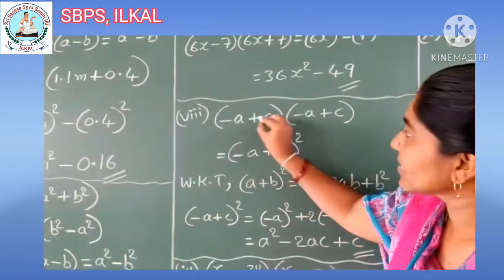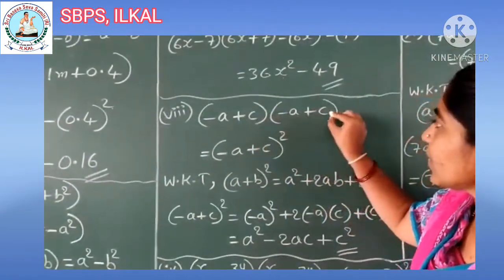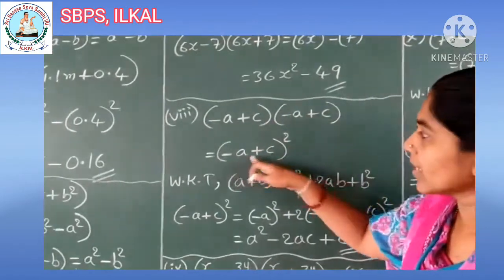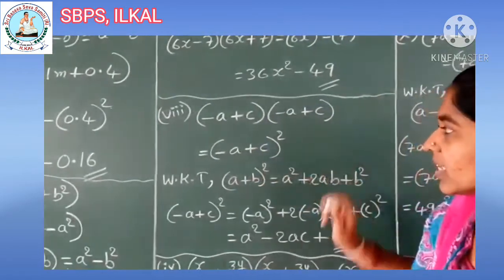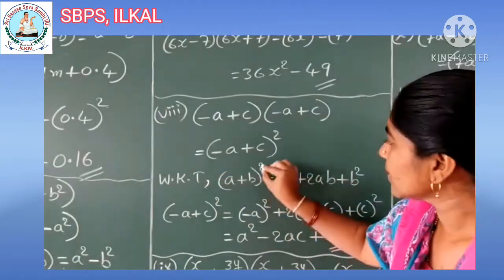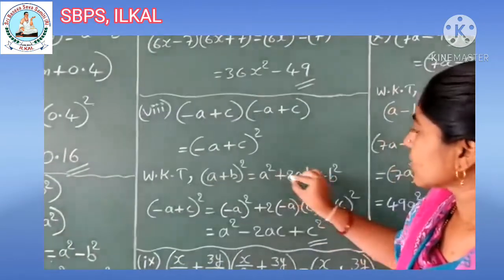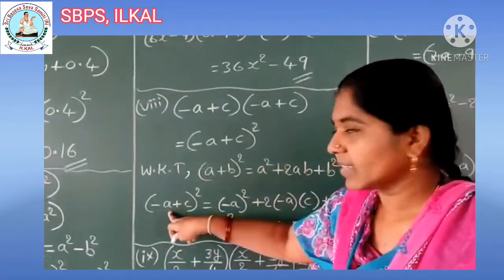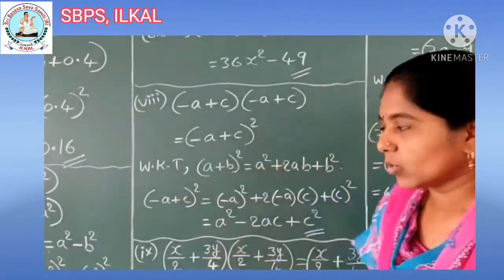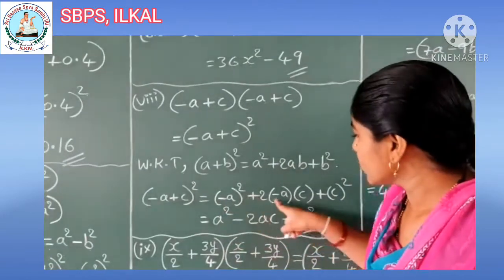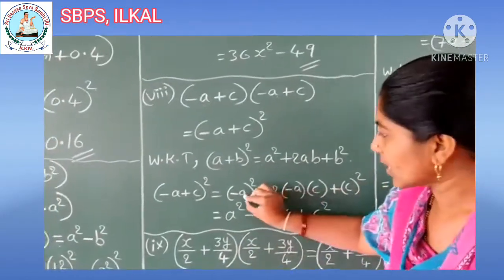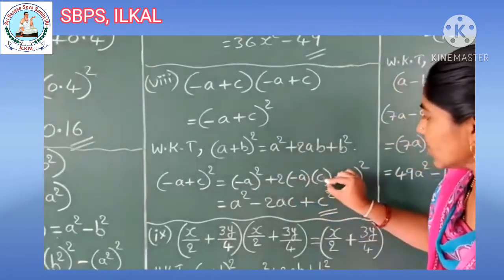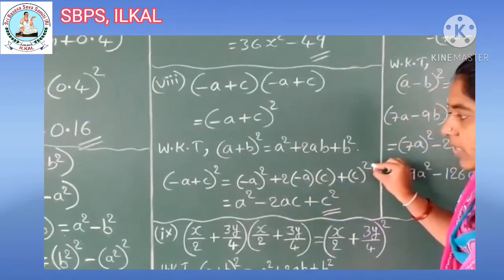8th one. Minus a plus c into minus a plus c. It is a plus b into a plus b form children, then a plus b whole square we can write. First identity, we know that a plus b whole square is equal to a square plus 2ab plus b square. Here a is minus a children and b is c. Okay. A square plus 2ab plus b square, that is minus a whole square plus 2 into minus a into c plus c whole square.